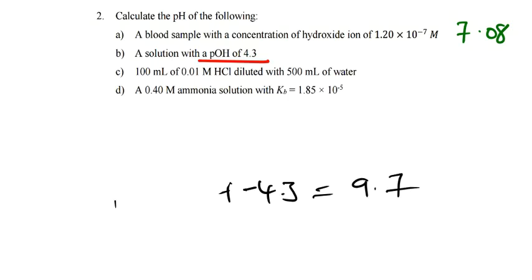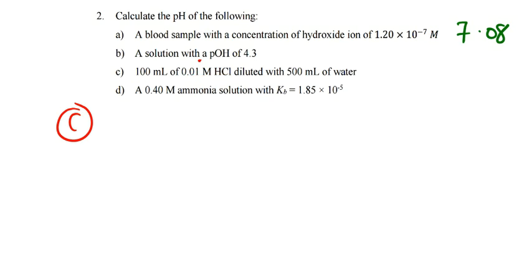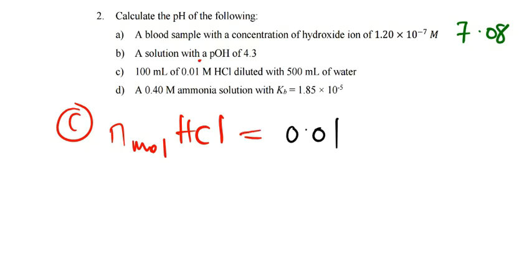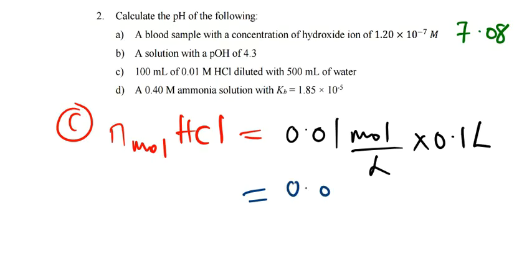Okay, these questions are just too simple for us. C, we have 100 milliliters of 0.01 molar hydrochloric acid with 500 milliliters of water. What do we do there? Let's straight away determine the number of moles of HCl. The number of moles is equal to concentration 0.01 mole per liter multiplied by 100 milliliters, which is 0.1 liters when divided by 1,000. So the initial number of moles of hydrochloric acid becomes 0.001 moles.